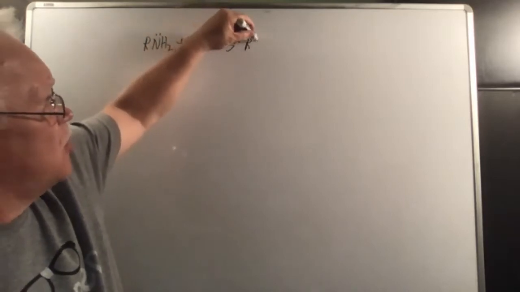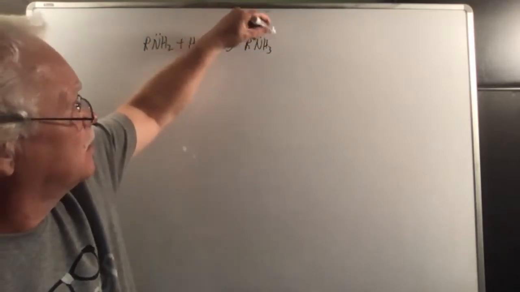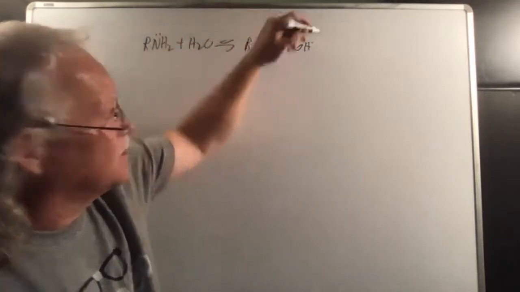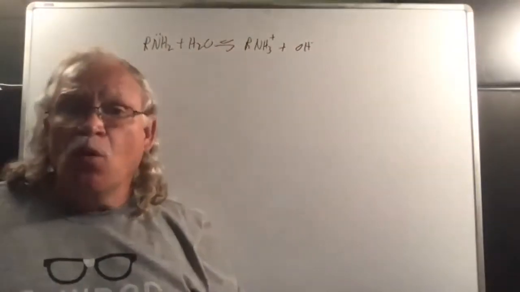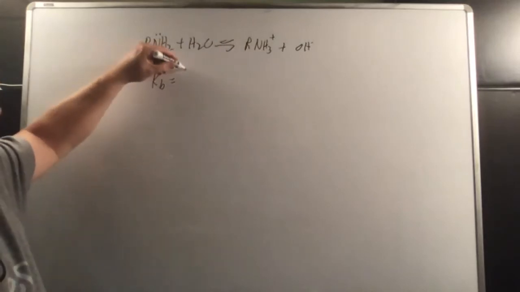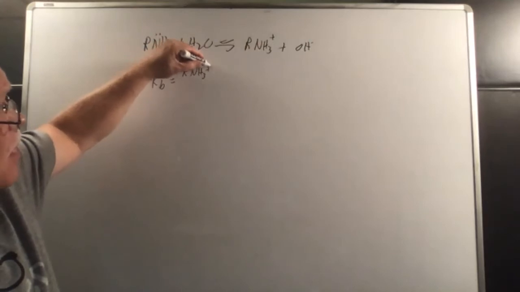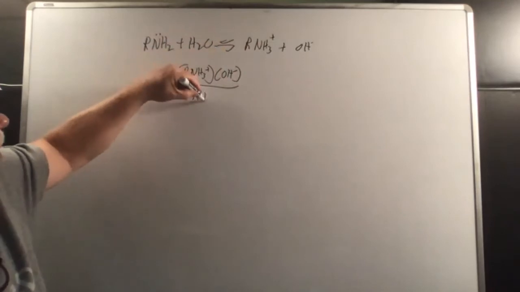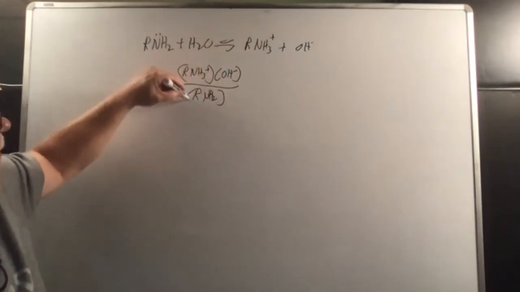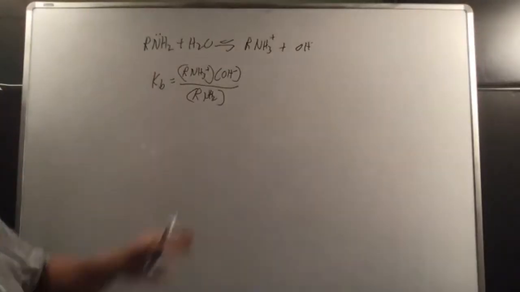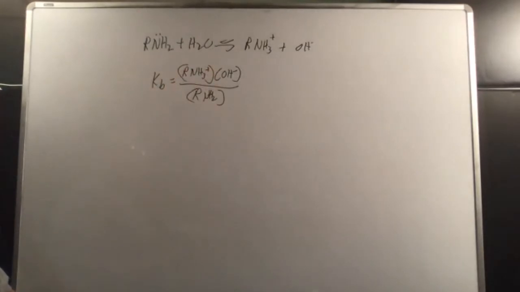So the product is RNH3 plus, whoops, no lone pair, plus OH minus. Now, if that is an equilibrium, we can write an equilibrium constant for it. And we can say that Kb equals the RNH3 plus concentration times the OH minus concentration over the RNH2 concentration. Now, that's exactly what you learned in general chemistry. You learned that if you take a base, react it with water, it gains a proton.